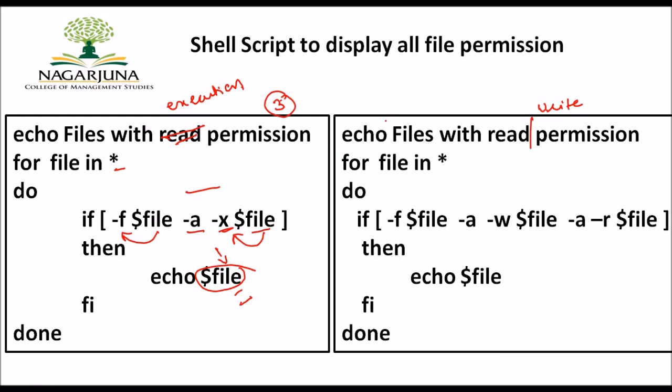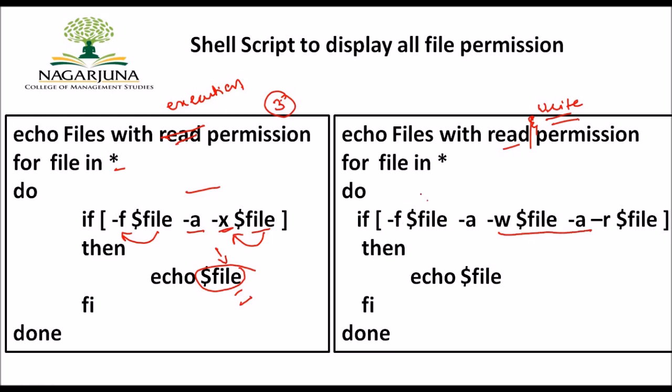So the next one, the last part of this program, is that I would like to display whichever files have both read and write permission. The file should have both read as well as write permission. The same thing here, only we have concatenated multiple commands.